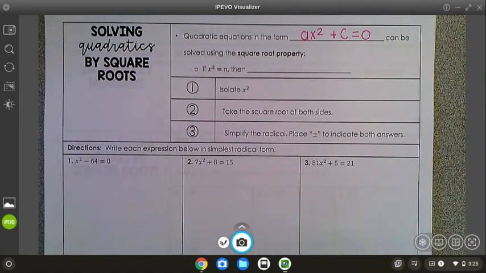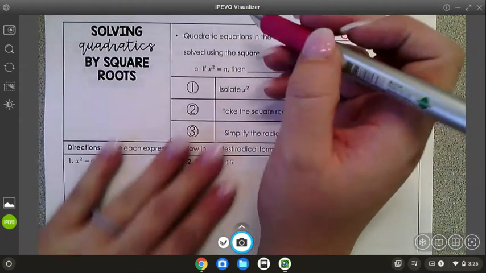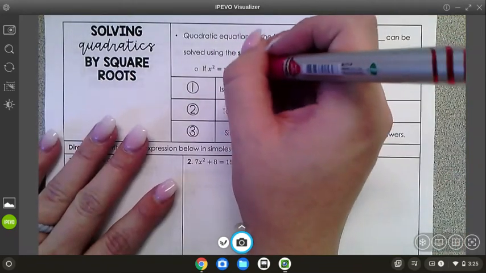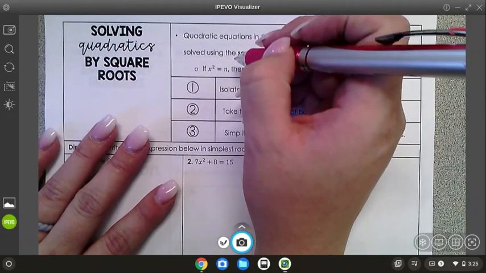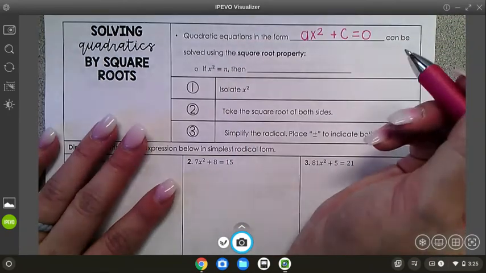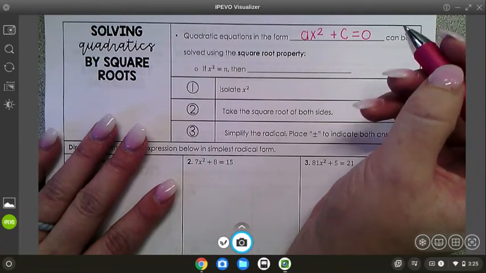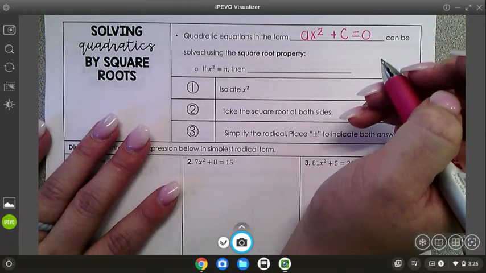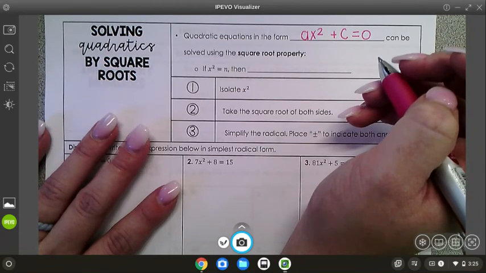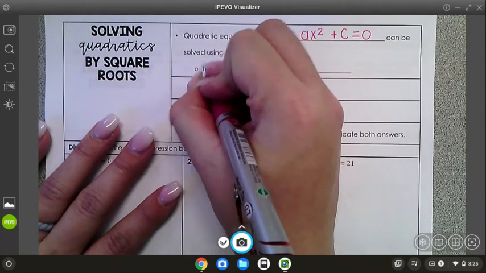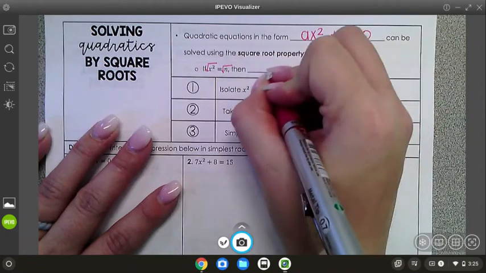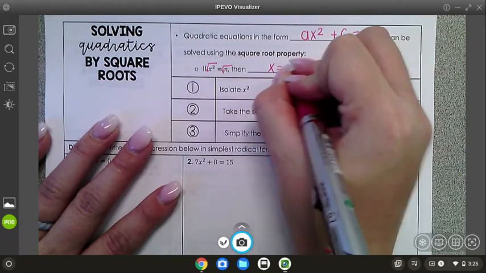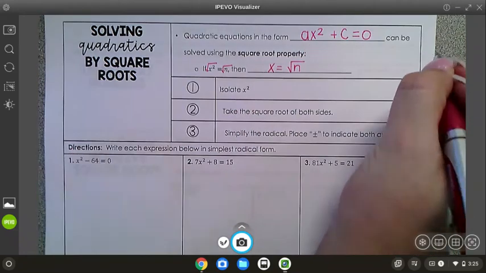So if we have x squared equals n, so let's say x squared equals some number, n stands for any number you want. How would you solve for x? How do you get rid of the squared? Well, what you do is you take the square root of both sides. And that gives us x equals the square root of n.